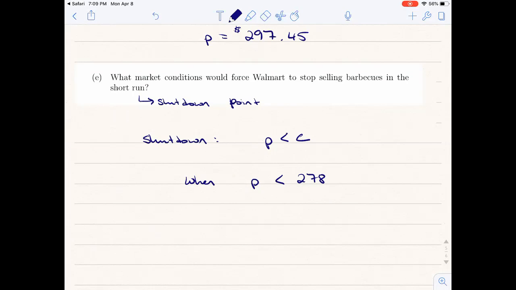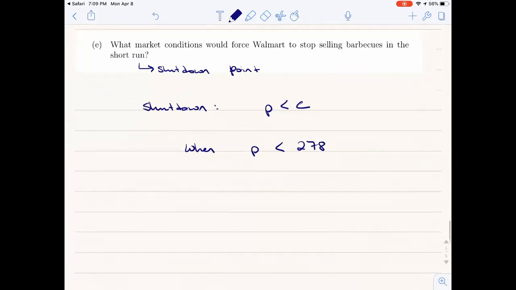Because it costs 278 to acquire this barbecue, right? So the cost to Walmart is $278. If they can't charge more than 278, then they're better off not selling the barbecue at all. Right? So that's when they shut it down. As far as an answer goes, you just need P less than 278.